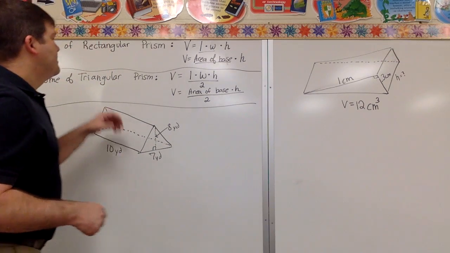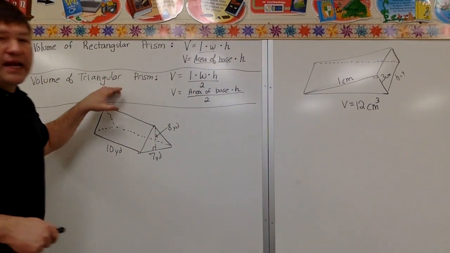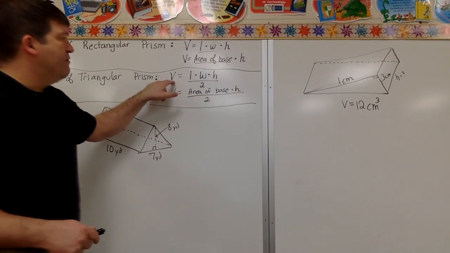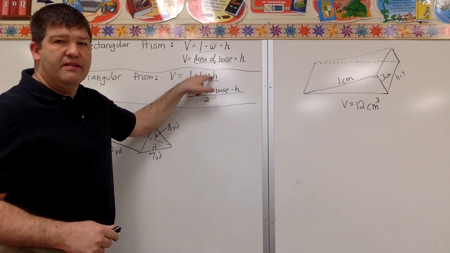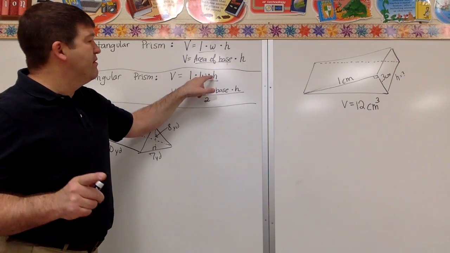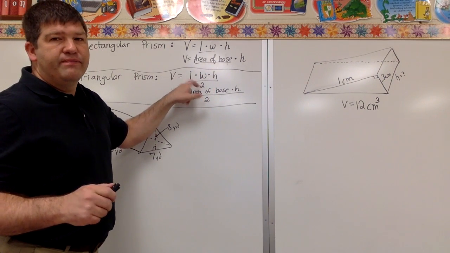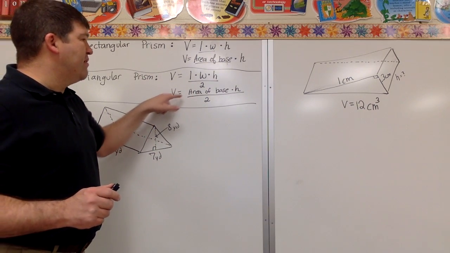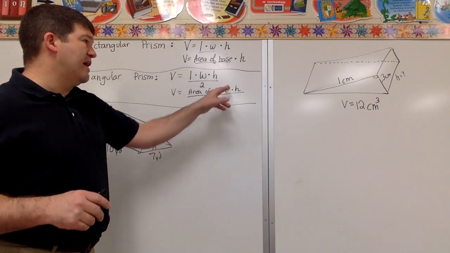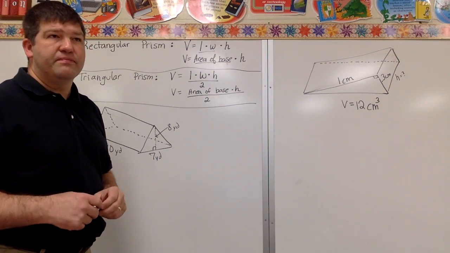Okay. So for the volume of a triangular prism, the volume is going to equal your length times width times height, and because it's a triangle, divided by 2. There's your formula. Or another way to say it would be that volume equals the area of the base times your height divided by 2.